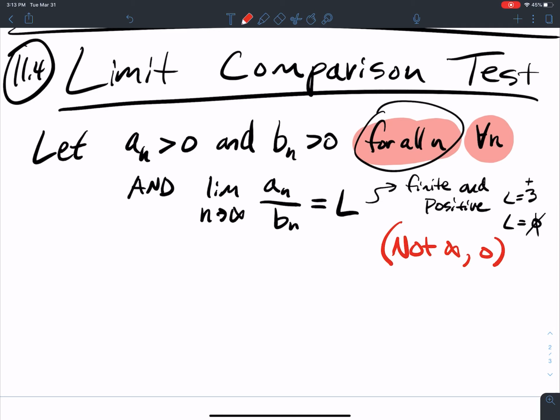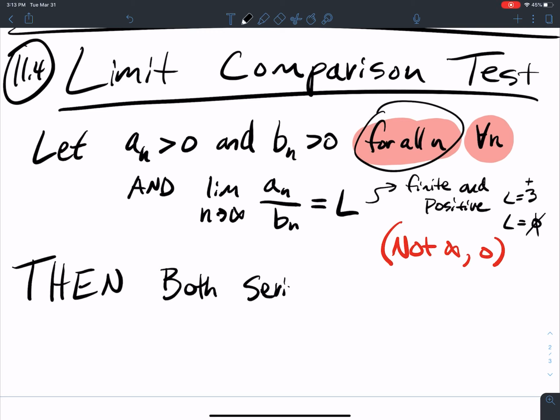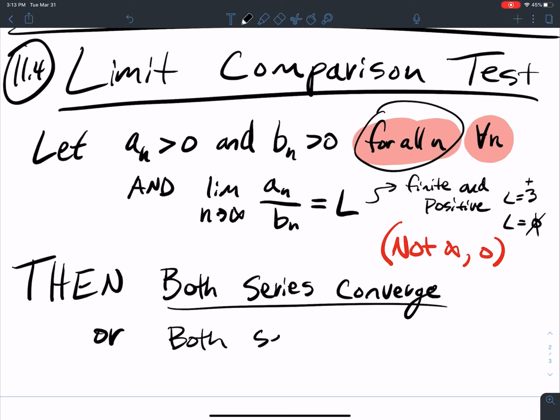All right? If this is the case, then both series converge. Okay. Or both series diverge. Okay.